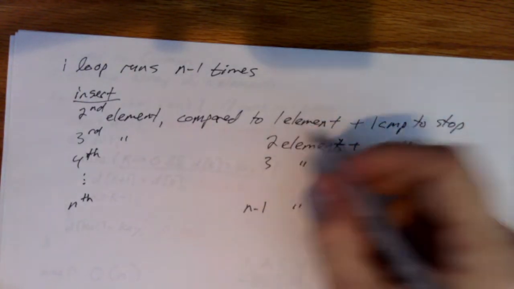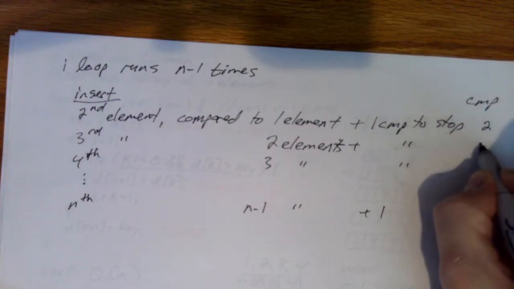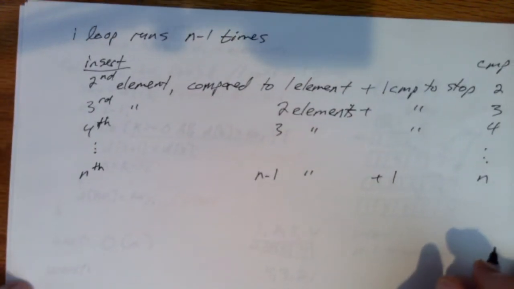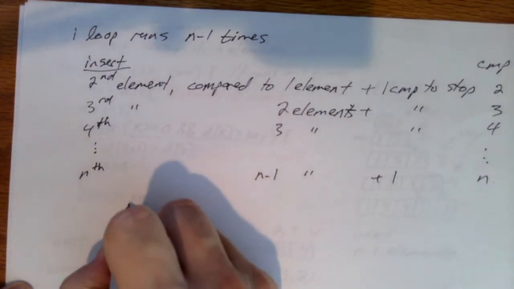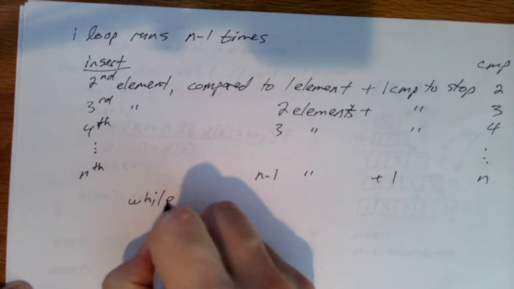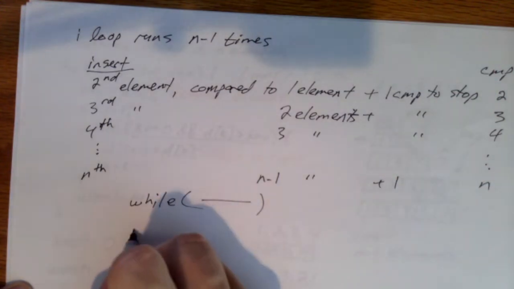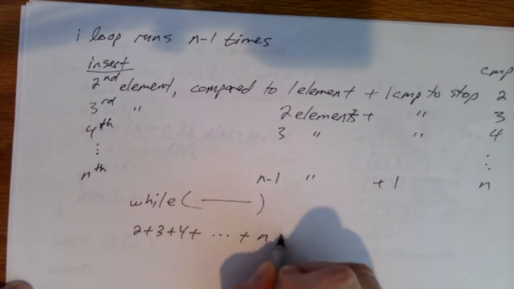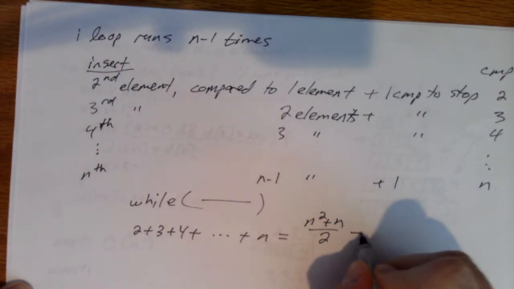So how many comparisons were there? So here we have 2, 3, 4, n. And so if we look at that, we're not going to multiply by the I loop here because this actually gives us the total count for comparisons. We're asking how many times did we say while something here. Well, then we have 2 plus 3 plus 4 plus ... plus n, which is equal to n squared plus n divided by 2 minus 1.